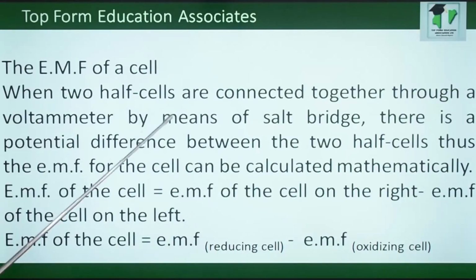When the two half cells are connected together through a voltmeter by means of a salt bridge, there is a potential difference between the two half cells. Thus, the E.M.F of the cell can be calculated mathematically. That is, E.M.F of the cell is equal to E.M.F of the cell on the right hand minus E.M.F of the cell on the left. The cell on the right hand is the one that is undergoing reduction, while the one on the left is the one undergoing oxidation.